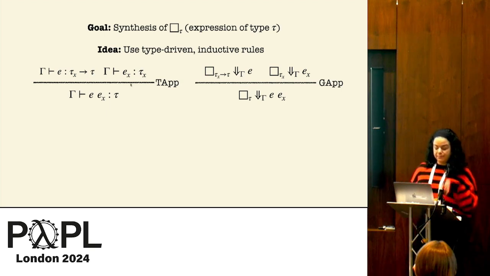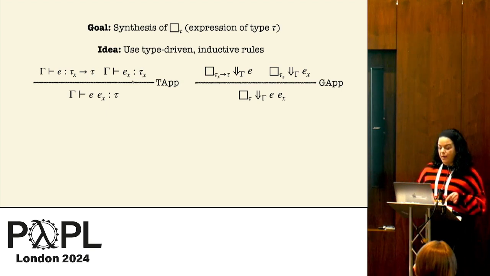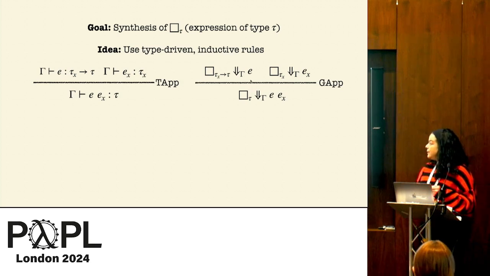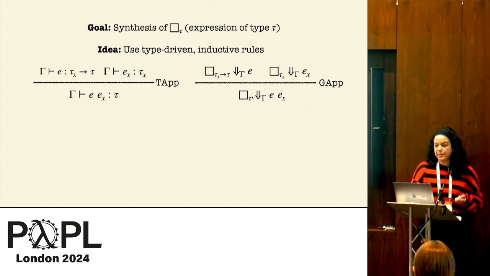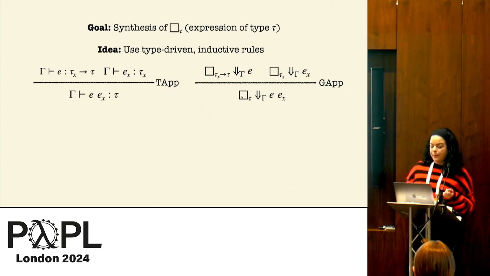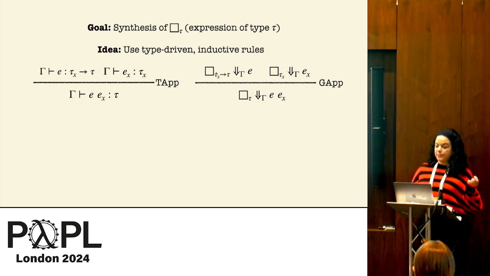So here I have the standard rule of application for types. And they map it one-to-one to a rule for synthesis. And they say to synthesize an expression that has type T, I'm going to synthesize an expression that has type Tx to T, call it E, and then I'm going to synthesize an expression that has type Tx, and call it Ex, and I'm going to apply Ex to E.